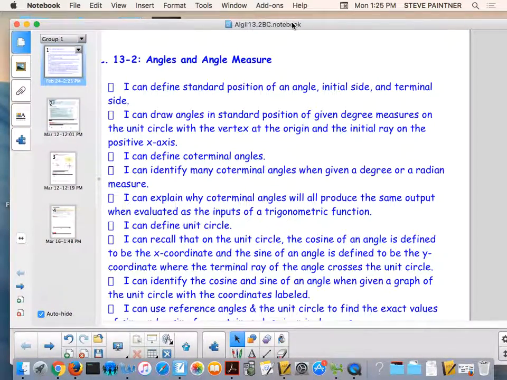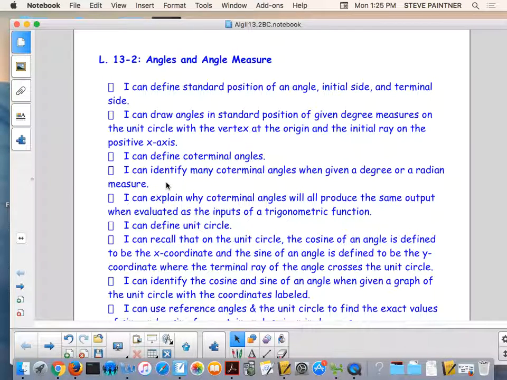So this is day 2. This is day 3. Day 3 will be tomorrow. If you're wondering where day 1 went, here's day 1. We actually did 13-2 day 1 last Wednesday. Then we jumped to chapter 14 for 2 days. Now we're back to chapter 13-2 day 2. Okay? And day 3 is tomorrow, by the way.